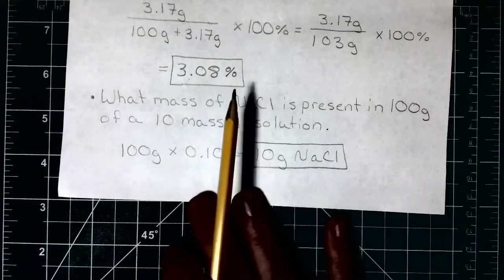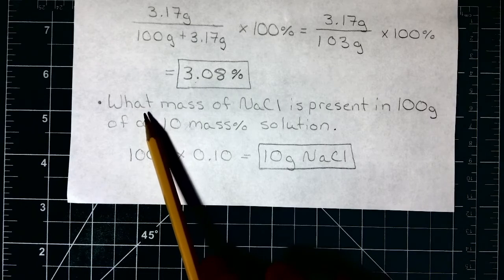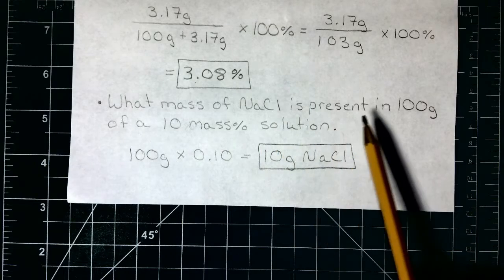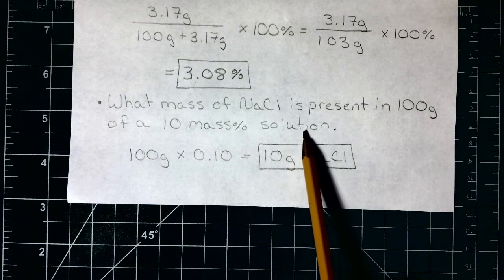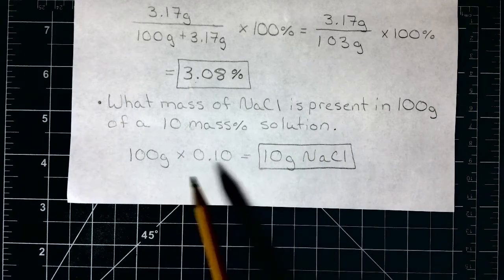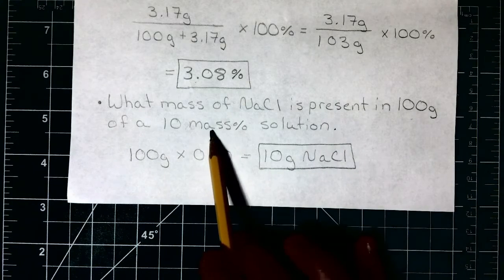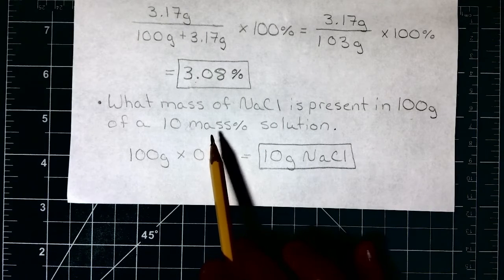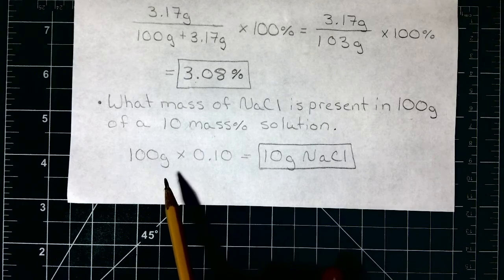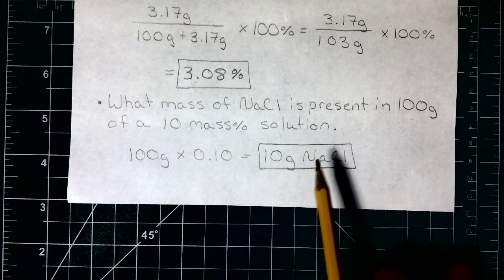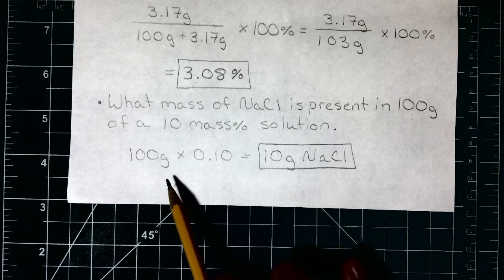And as we talked about before, we can take these kind of concentration problems and we could ask for any of the variables. So in this one, we're asking, what is the mass of sodium chloride present in 100 grams of a 10 mass percent solution? Okay, so if we have the mass of the solution, if we multiply that by the mass percentage of the solution, we're going to get the mass of the solute, because the mass of the solute divided by 100 grams is going to be the mass percentage. We just rearrange this equation here.